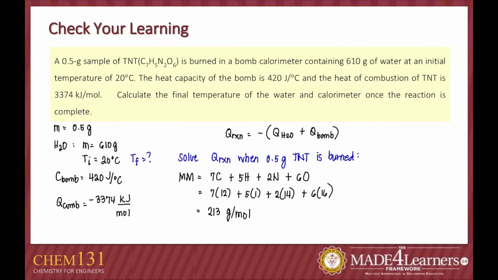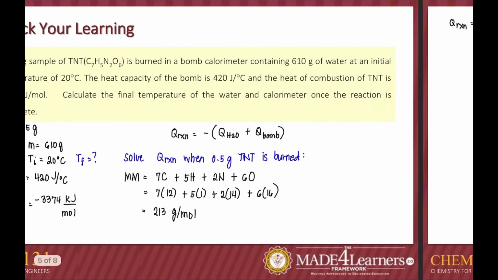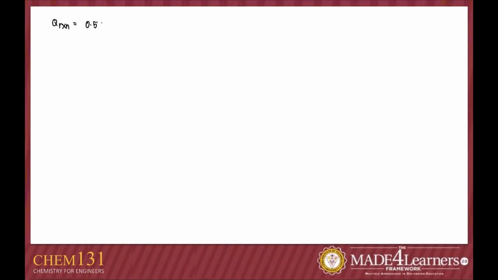So what are we going to do with that? We are going to use that to find the equivalent or the heat of the reaction based on this mass of the sample used. So, Q reaction equals, pila to'y mass? Okay, that's 0.5 grams of TNT. But we know nga for every 1 mole of TNT, equivalent na siya sa 213 grams nga TNT. So this is the molar mass nga itong gigamit.